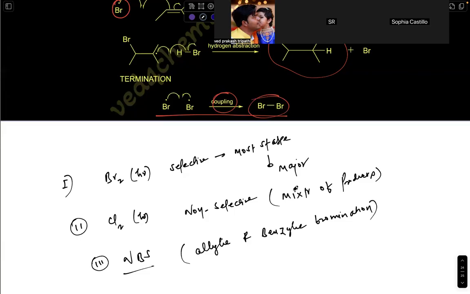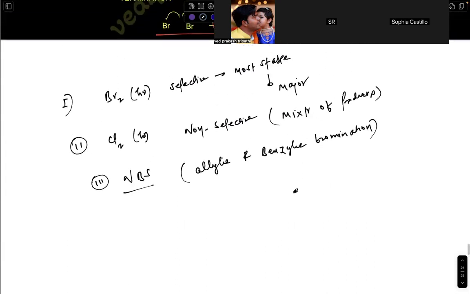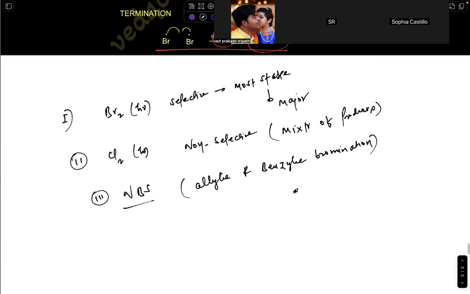Perfect. So this is all about the free radical one. My plan is to discuss each and every chapter in a single sitting. So this time we are done with free radical. In the next class we will do Diels-Alder and then Grignard.